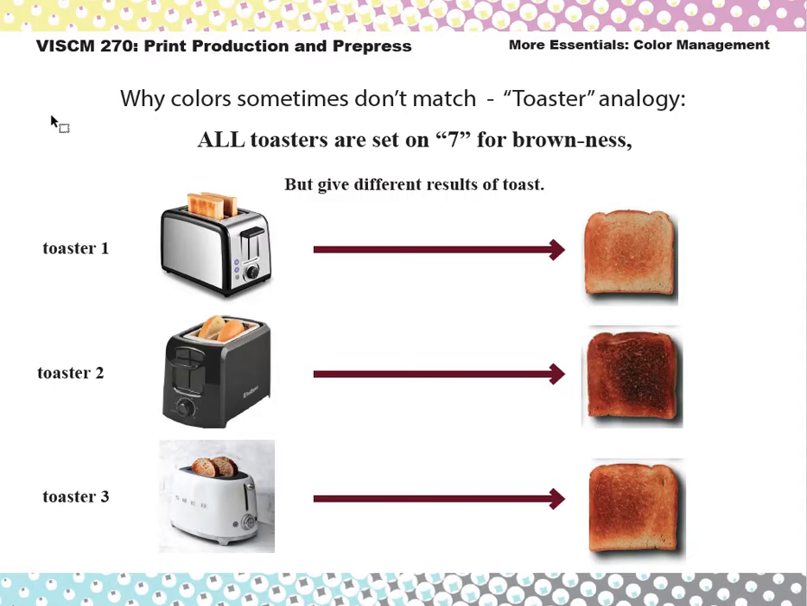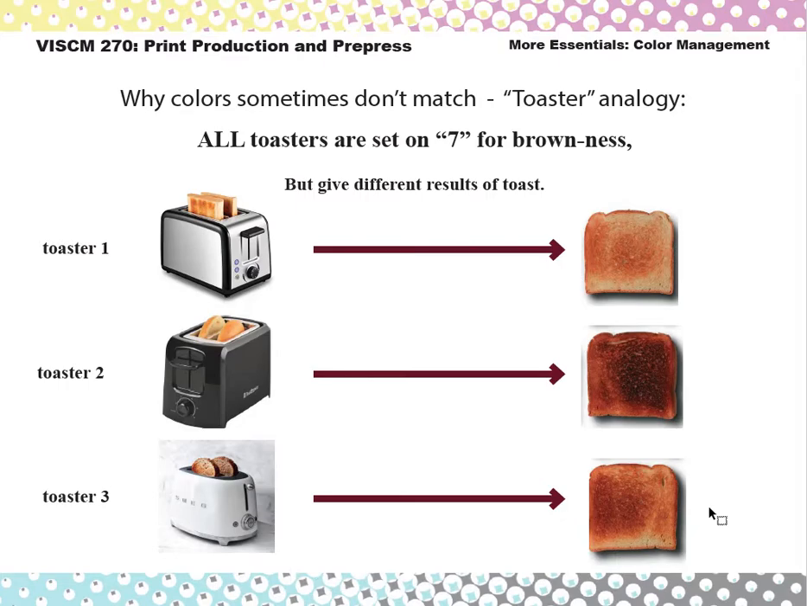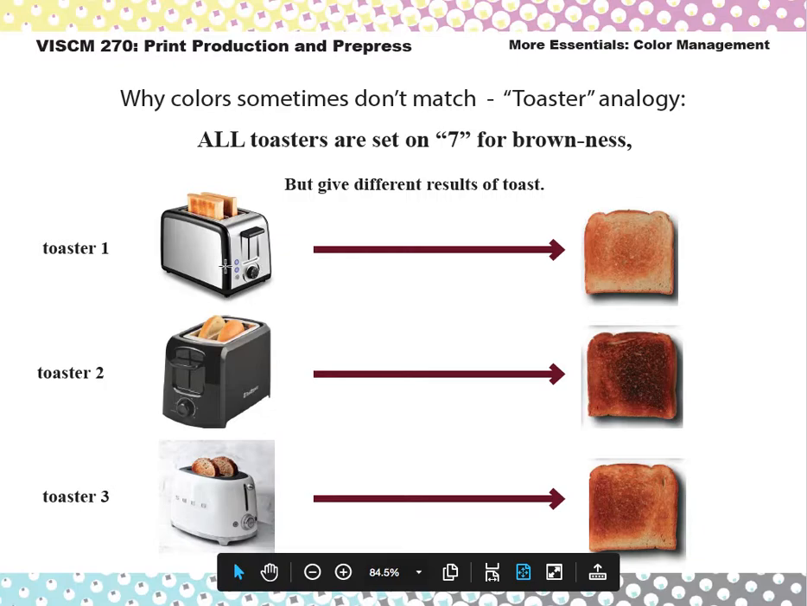So you set it to 7 on each of the toasters, and lo and behold, toaster 1, the toast comes out like this. Toaster 2 comes out darker, really dark, and toaster 3 comes out darker, but not as dark as toaster 2. So even though they were all set at the same brownness, they come out different. And that's obviously because they're different toasters.